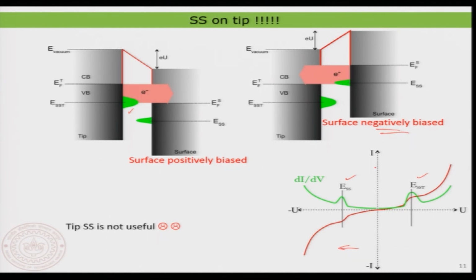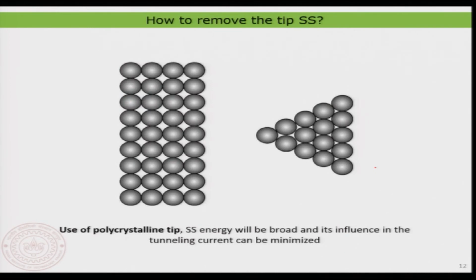Well, how can we do that? That is something we can have a look at. This is how the sample is looking, and this is how the tip is looking, and then you would equally say that, looking like that, I cannot avoid the surface state of the tip, it has to be present.